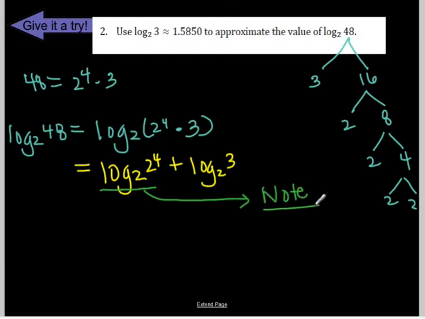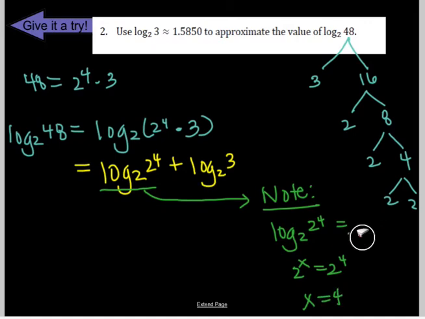Remember when we dealt with a problem like this yesterday, if I didn't know what it was, I could simplify by saying, well, this is equal to x, correct? So my base was 2, so it was really 2 to the x is equal to 2 to the 4th. Okay, so x equals 4. And if x equals 4, this can take the place of it. So log base 2 of 2 to the 4th is 4. This will work as long as the base of your log and your base here are exactly the same. Essentially, these things cancel each other out and you're left with 4.